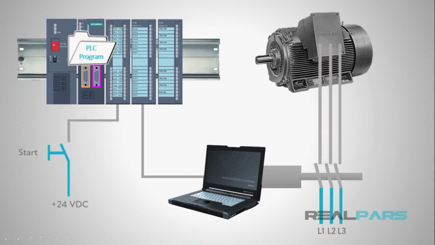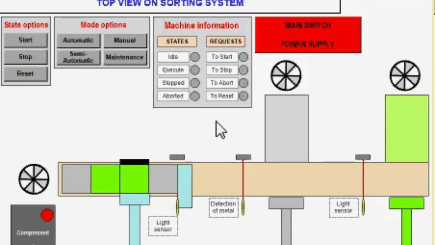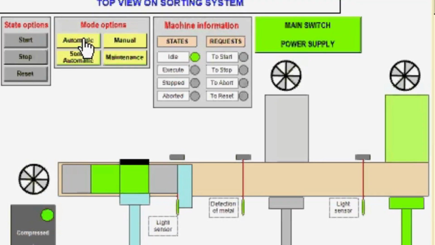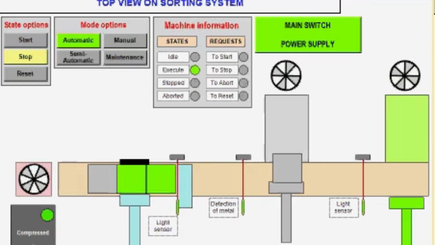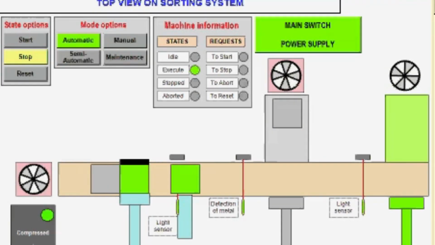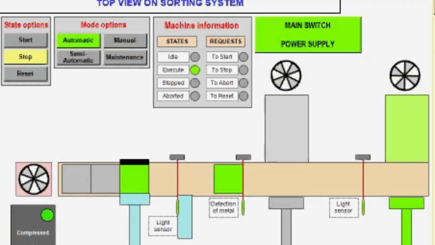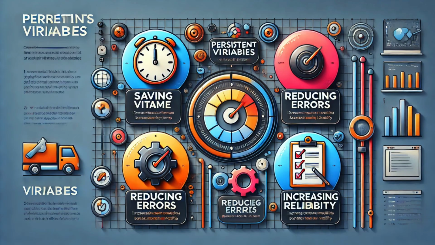Why do we need persistent variables? Imagine a production line stops due to a sudden power outage. When the system restarts, you lose data like processed product counts or calibration details. Without persistent variables, this can lead to delays, errors, and inefficiencies. Persistent variables solve this problem by: 1. Saving time, no need for manual data entry. 2. Reducing errors, data remains consistent. 3. Increasing reliability. Your system operates seamlessly even after shutdowns.